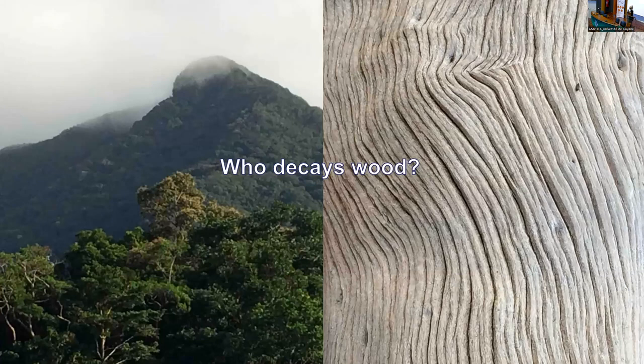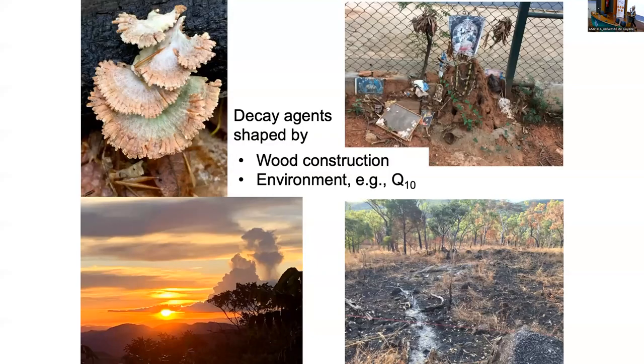And so the rates and forms by which carbon is released from wood are dependent upon who is actually doing that decay. So let me introduce you to some of these players. Globally, microbes, fungi, but also bacteria are important decayers. You find these everywhere you go.